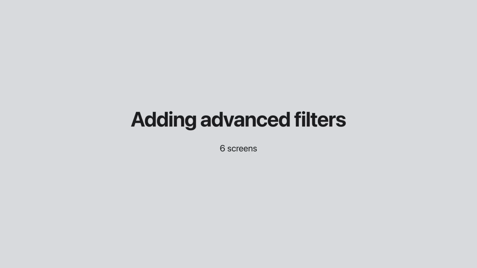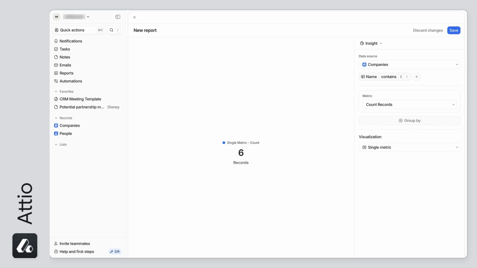Coming up next, we'll dive into adding advanced filters. Start by clicking the three-dot menu next to the filter. Next, choose Convert to Advanced Filter. Then, click plus Add Filter to add another condition. After that, select Country from the drop-down. Next, click Select Country to choose a value. Finally, see the updated report with both filters applied.